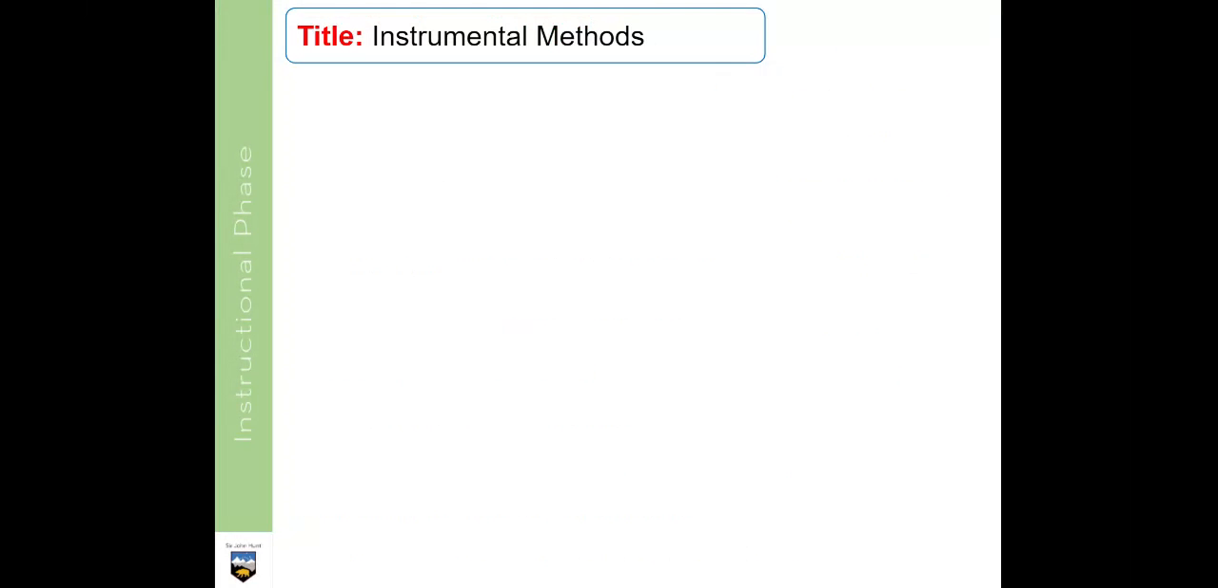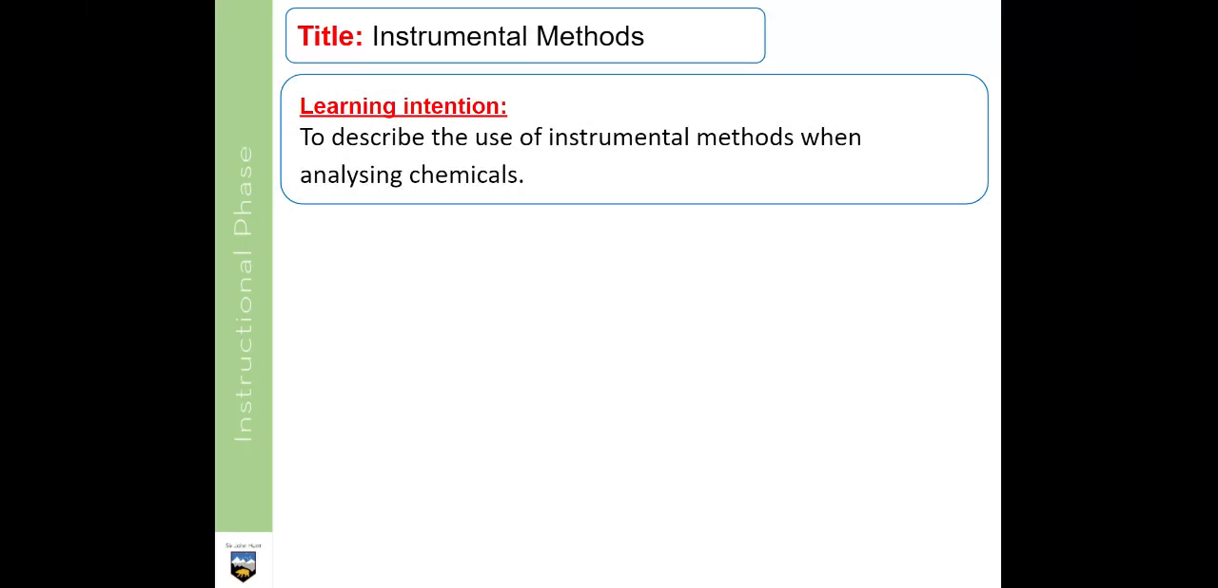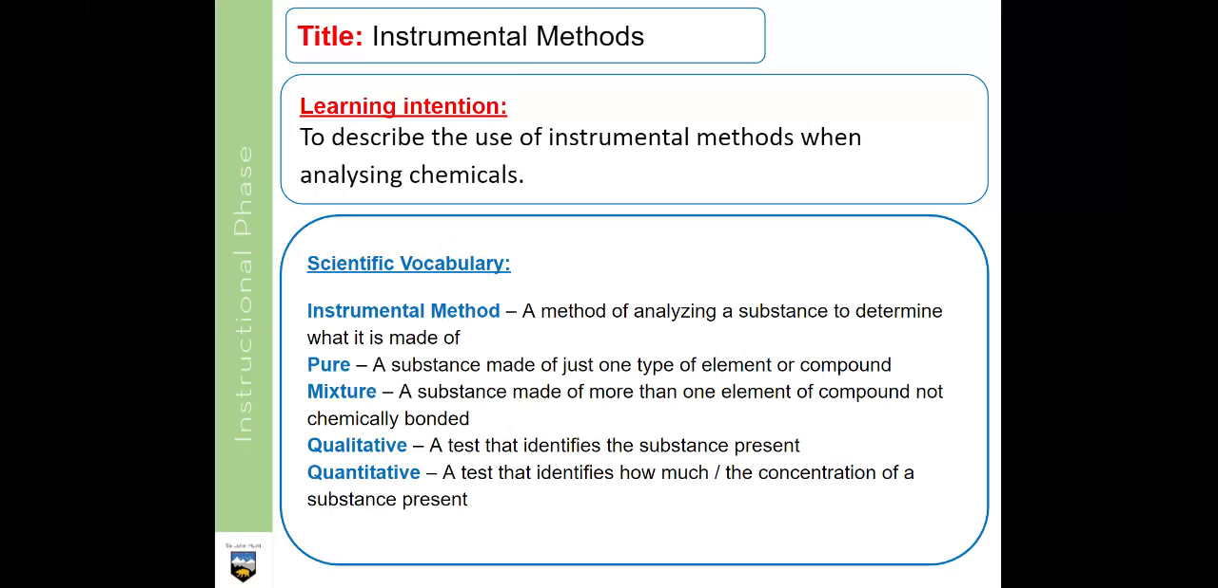Okay, so today we are looking at instrumental methods. The instrumental methods used when analysing chemicals. So you need to be able to describe the use of these methods. Some keywords. Instrumental method is a way of analysing a substance to find out what it is made of.